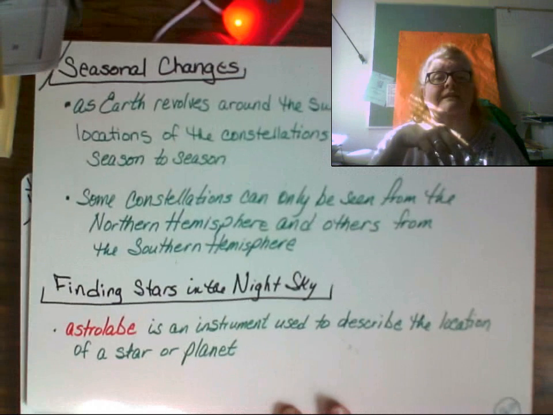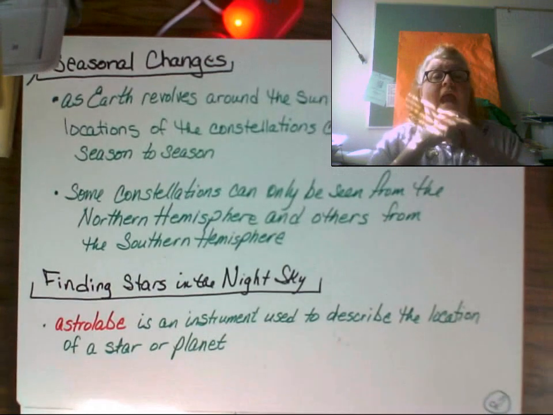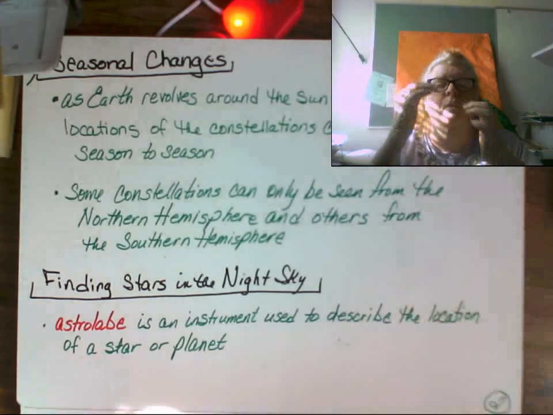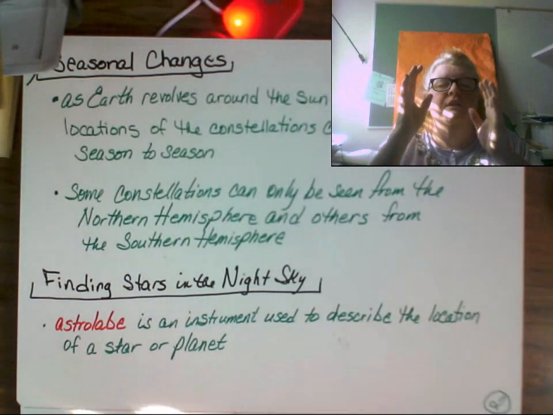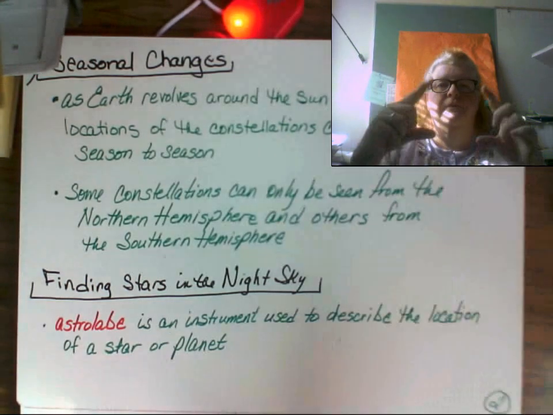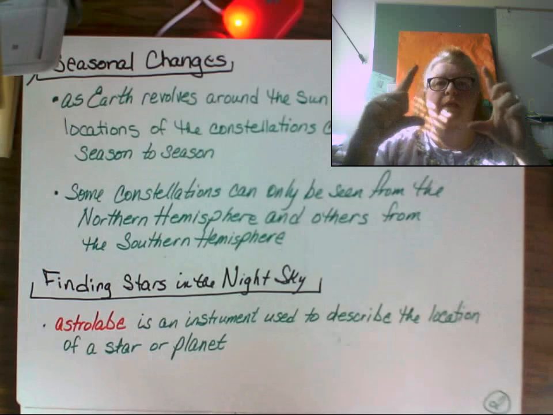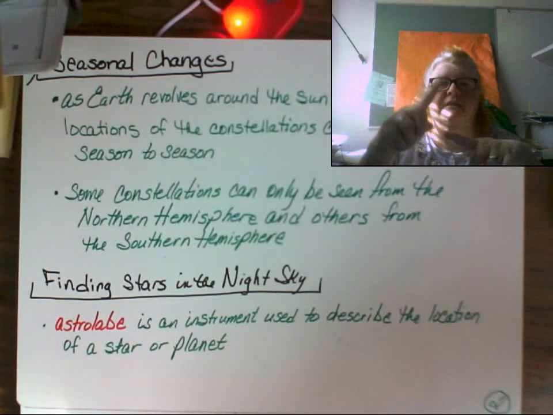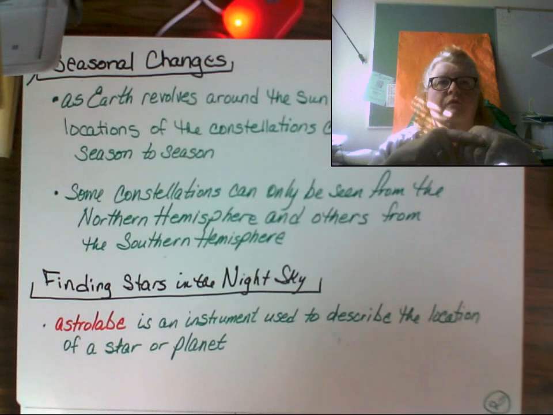Finding stars in the night sky. You can use something called an astrolabe, and you can actually build this yourself. You can take, I always get these confused, whether it's a compass or a protractor. You can use a protractor. That's the one that's flat on the bottom and round on the top. It's like a dome kind of thing, and it's got the different degrees for the angles.